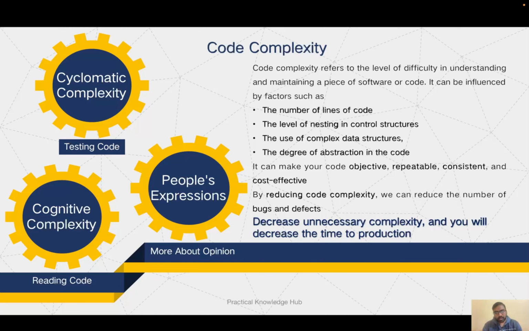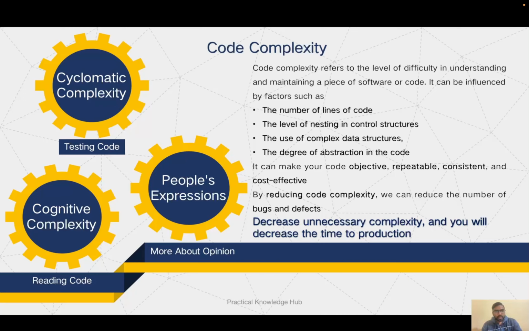So the agenda of this series is to reduce code complexity. By reducing code complexity, we can gain a clear objective of the code. We can reduce repeatable code. We can minimize the effort. And by reducing code complexity, we can remove bugs and defects from our code. And as you decrease the unnecessary complexity, you will see the production time decrease, meaning you can achieve the objective of your code within less time.